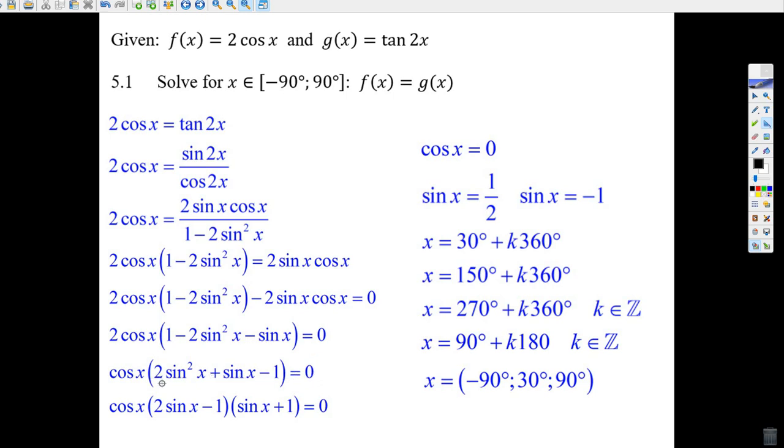Ooh, that looks like a trinomial that we can just factor. In fact, it does work. 2 sine times sine is 2 sine squared. 2 sine times plus 1 is 2 sine x. And we put a minus 1 here to make minus sine x. 2 minus sine, oh, that all works out. Now we have 3 little packages, 3 little factors we can all make equal 0, and here they are. Cos x equals 0, sine x equals a half, 1 over 2, and sine x equals minus 1.